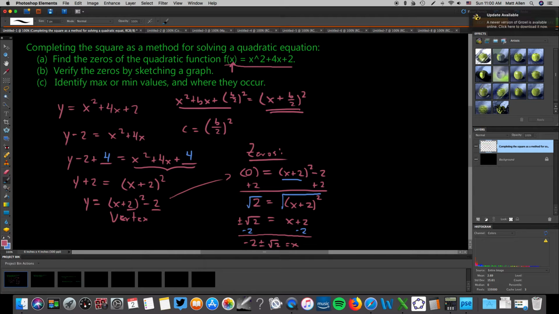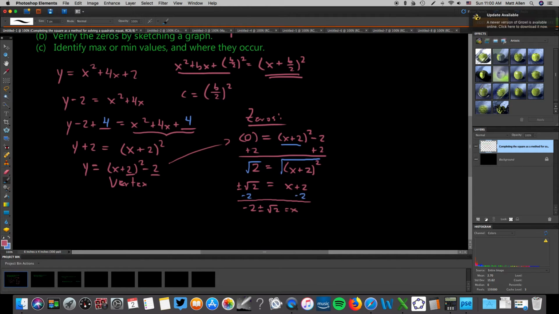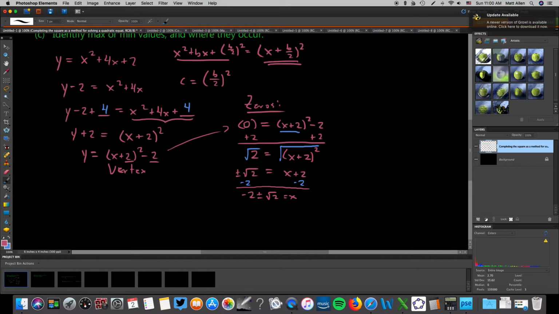And what I'm going to do is, first of all, scroll down a little bit here. There we go, and see that a little bit better. I'm going to put a box around this. And I want you to realize that this is two solutions, two zeros. The first one is x equals negative 2 plus the square root of 2, and the second one is equal to negative 2 minus the square root of 2.